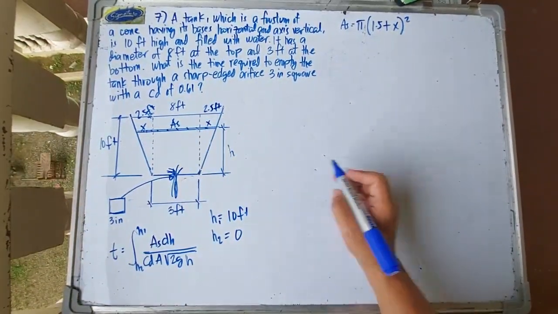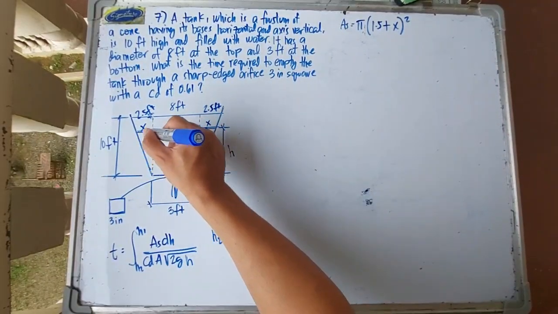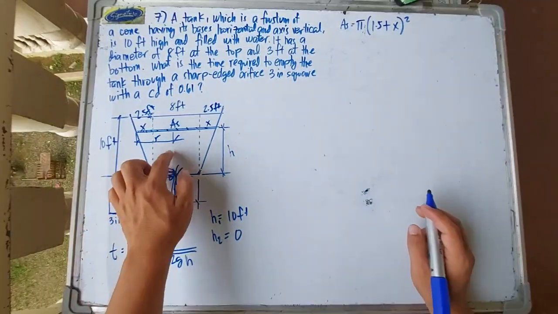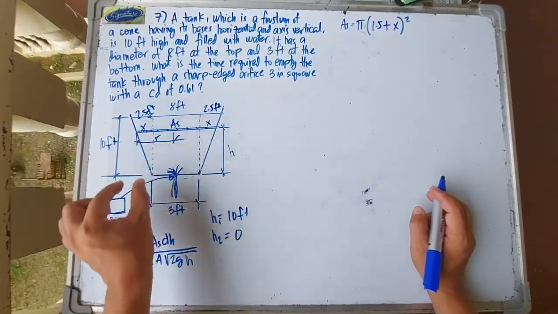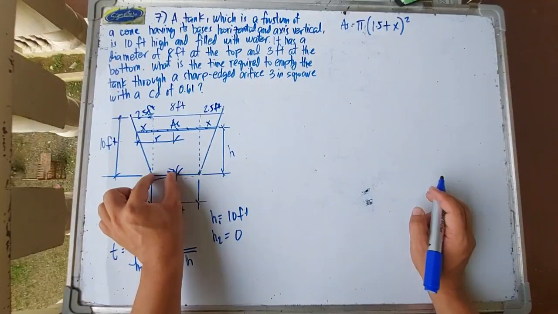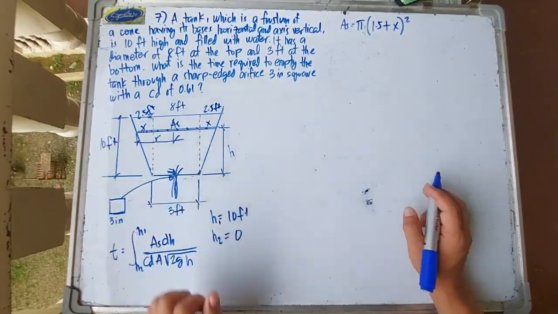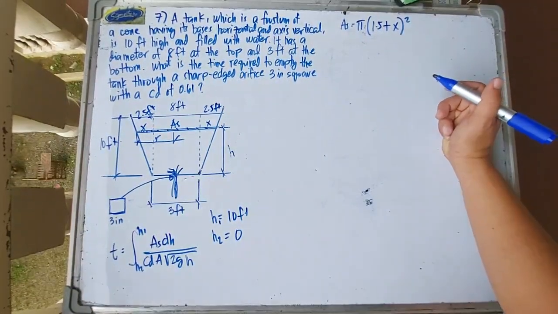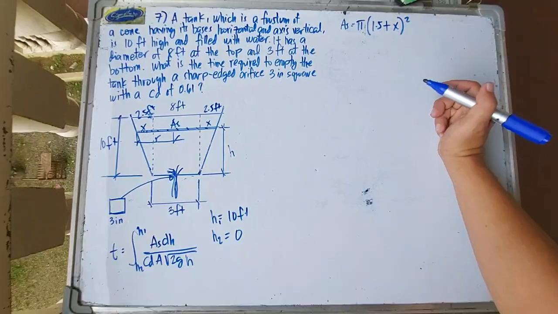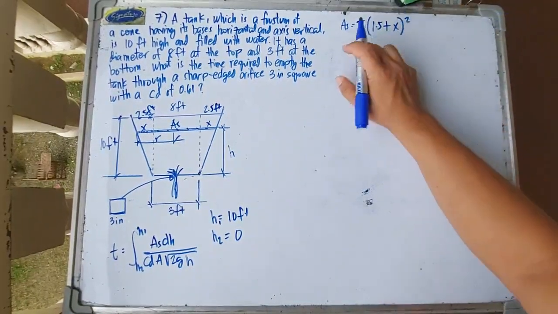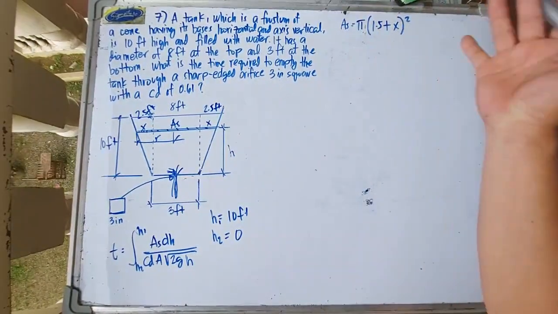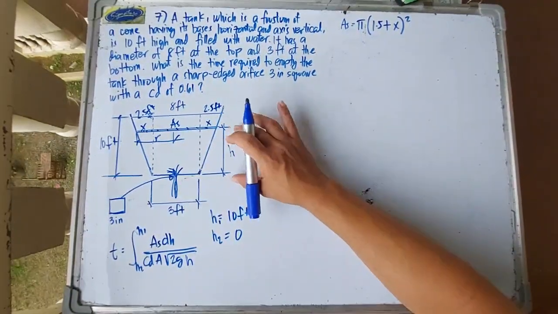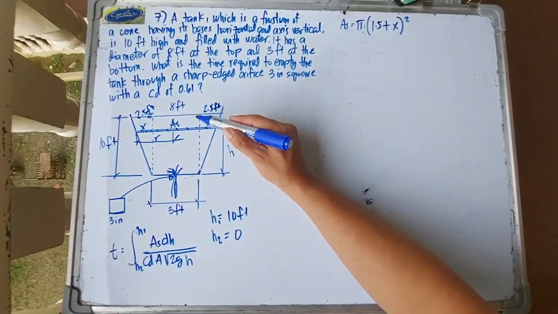This distance, the radius at the bottom, would be 1.5, half of 3. So the radius is 1.5 plus x, and the area is pi r squared. That's where that came from. Then we express x in terms of h so that As would be in terms of h. How do we express x in terms of h? We do it by ratio and proportion or by similar triangles.